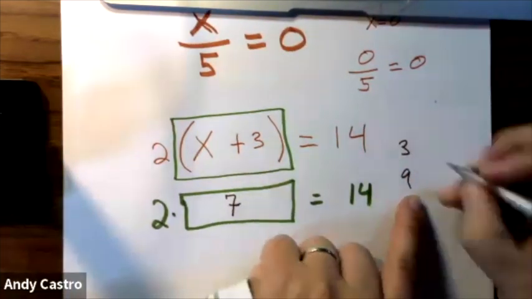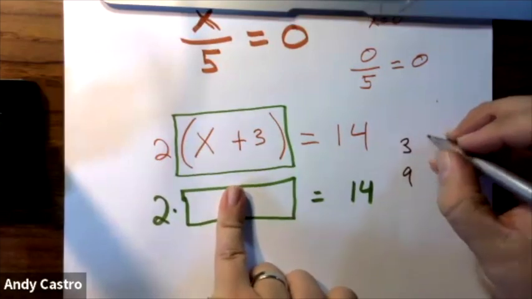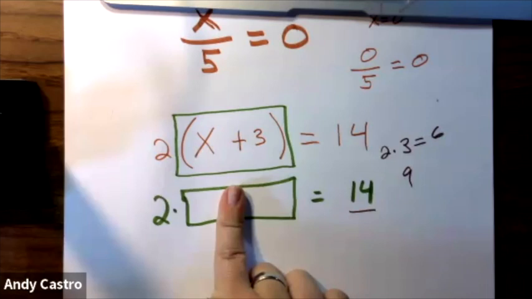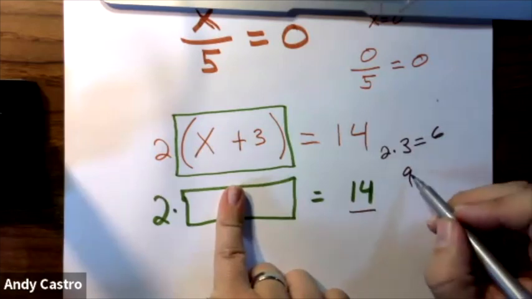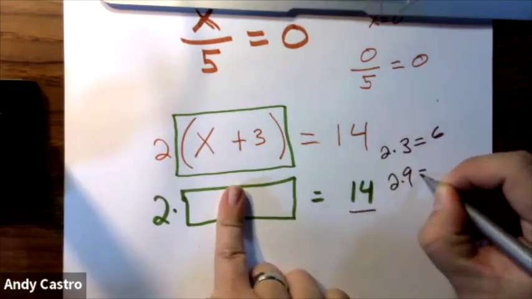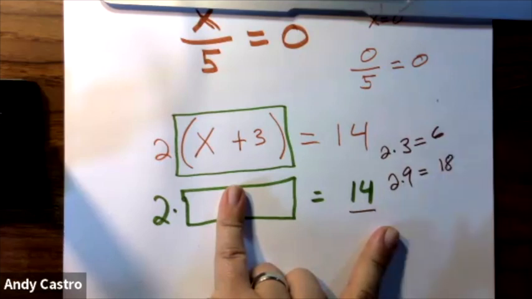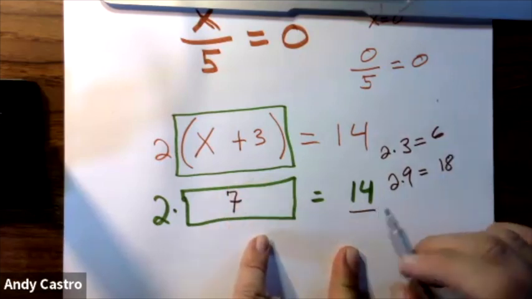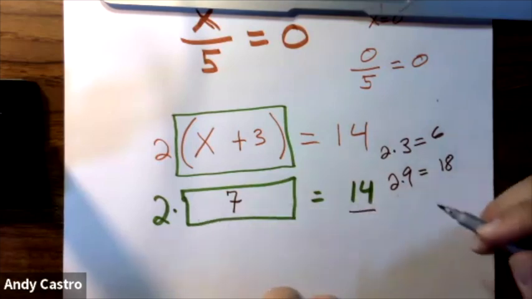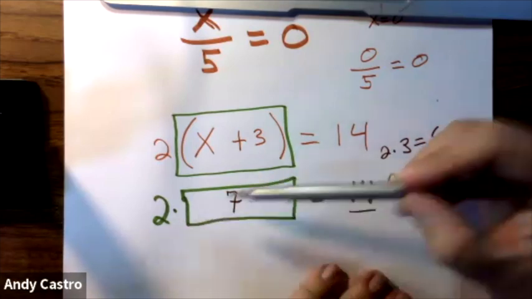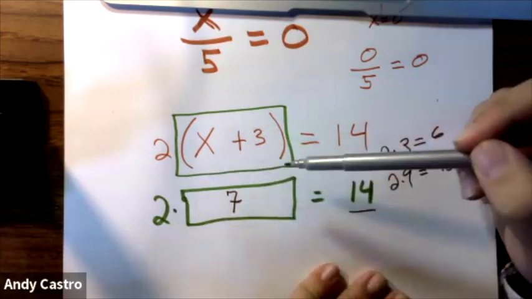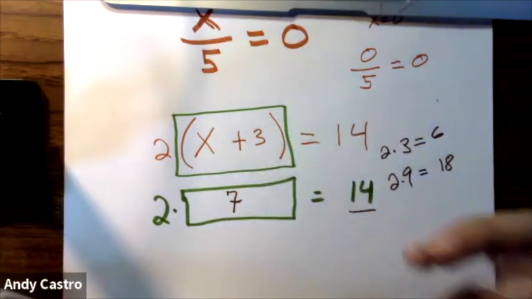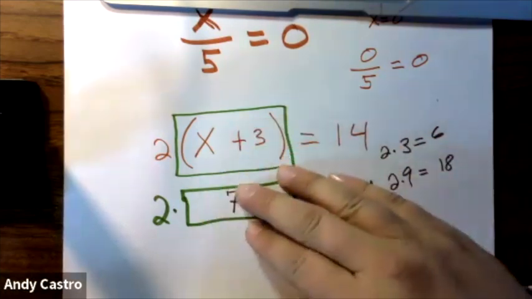So let's look at this. If I put 3 in here, 2 times 3 is 6, not 14. If I do 9, 2 times 9 is 18, not 14. Now, if you're struggling with this, that's okay. As soon as we start doing algebra, a lot of the basic math stuff will kind of escape our brain because we're so concerned, worried, or stressed about the new stuff.